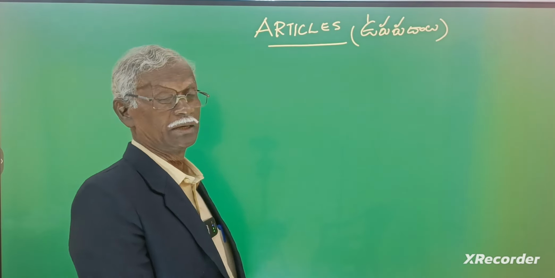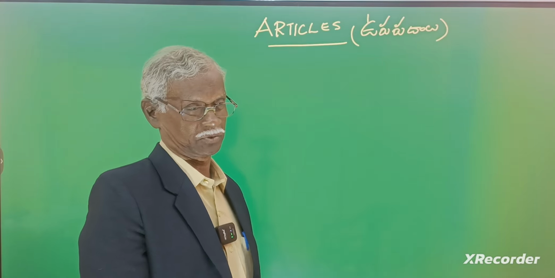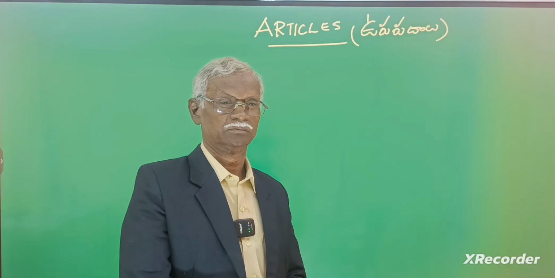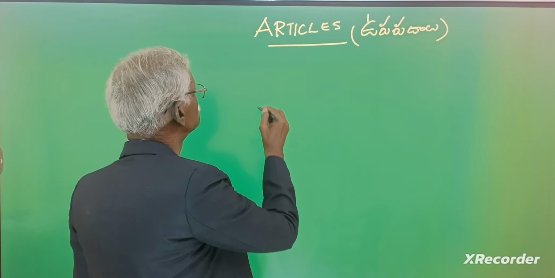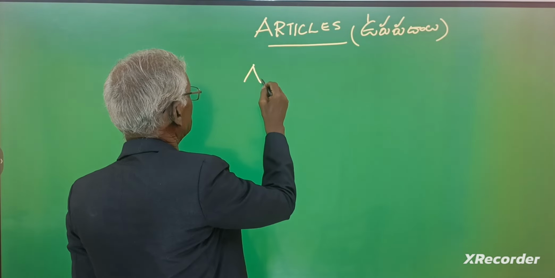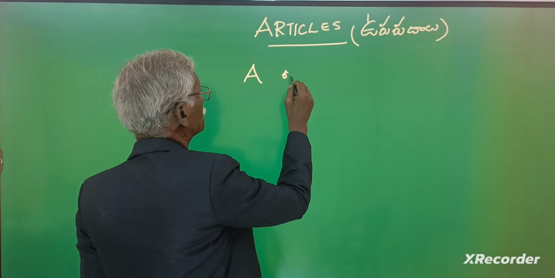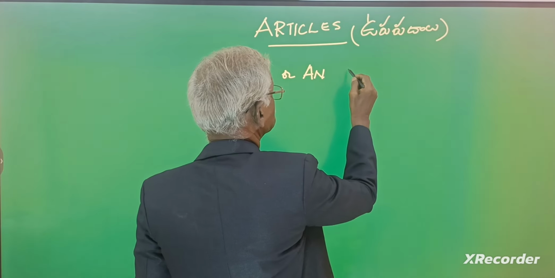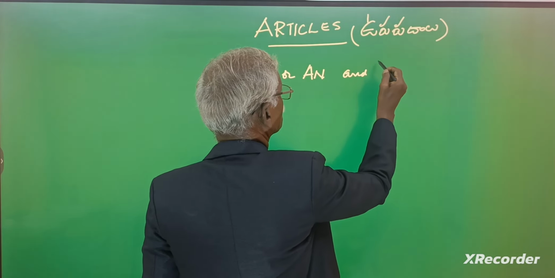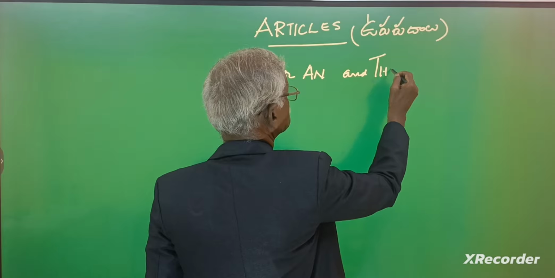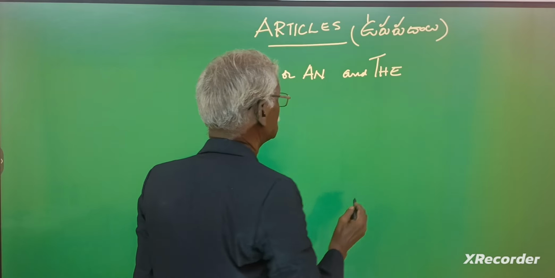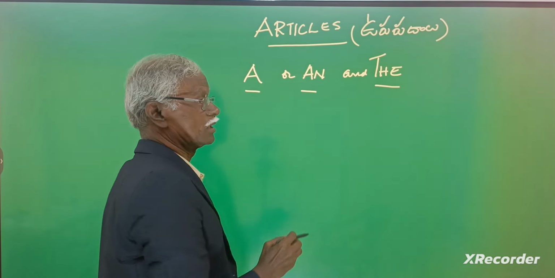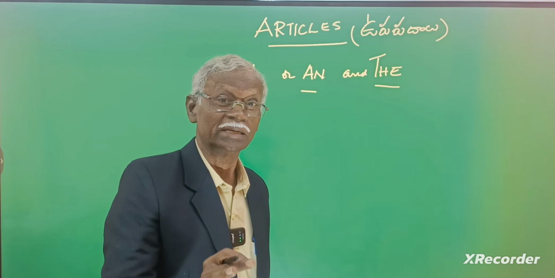In English we call it articles. Which are called articles? Now, listen. A or an and the. These 3 are called articles.